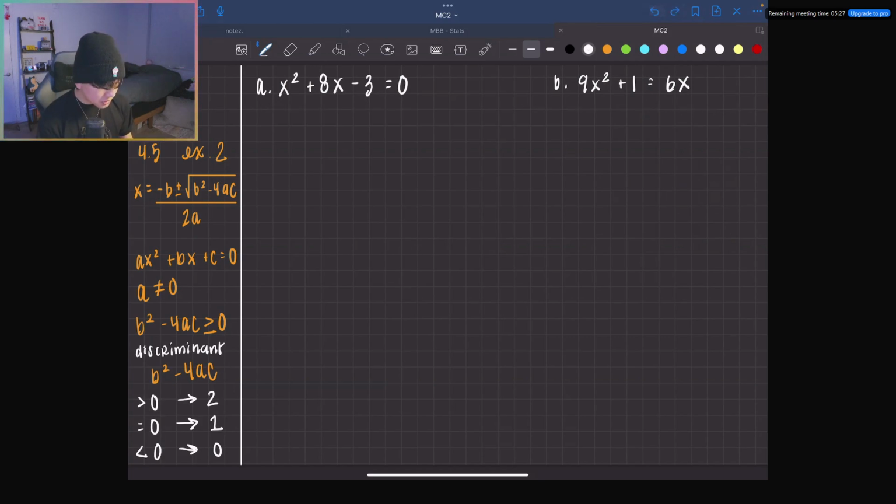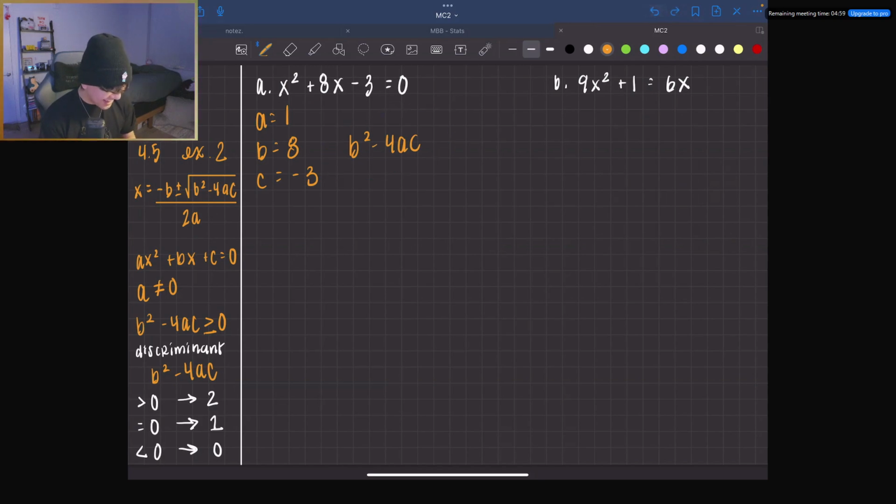The first thing that you want to do, of course, is to make sure that your equation is in standard form, and A is already in standard form. So once you have it in standard form, we're going to find out what our A value is, our B value, and our C value. Our A value here is going to be 1, our B value is positive 8, and our C value is negative 3. Now let's go find the discriminant by using b squared minus 4ac.